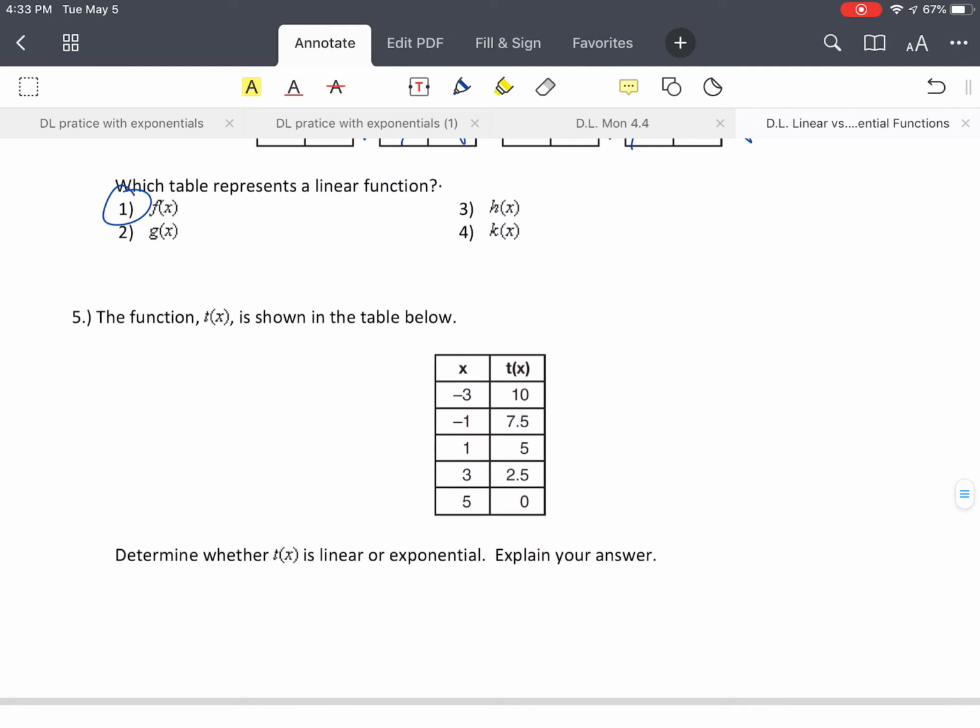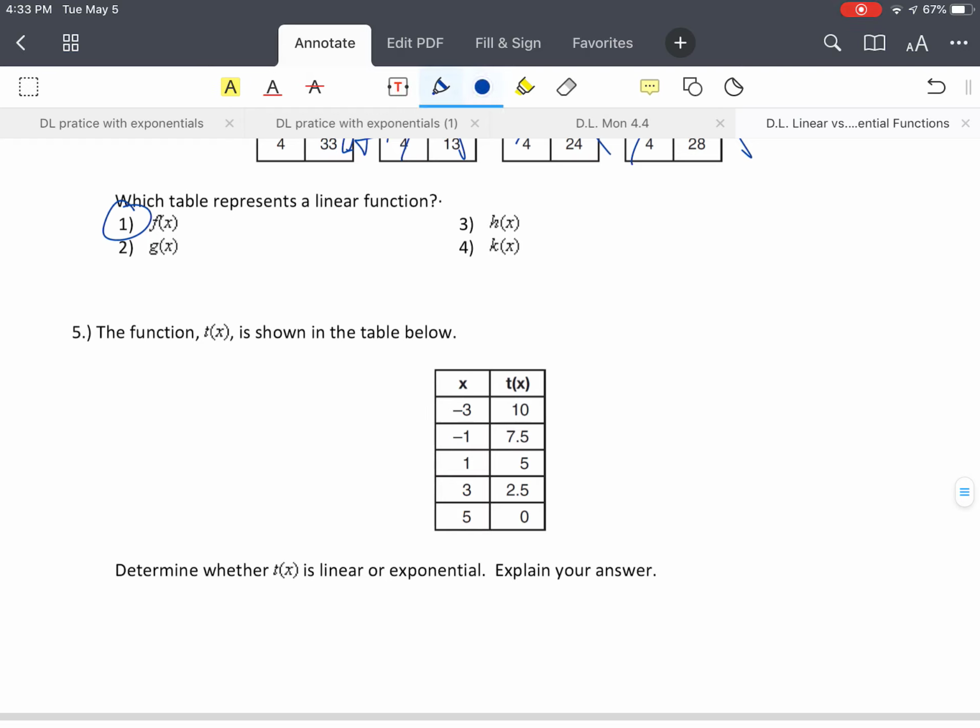Okay. Function t of x is shown in the table below. Determine whether it is linear or exponential. So like I said, I always like to start just to see if it's linear. So to check if it's linear, 10 plus something gives me 7.5. If you're not sure 10 plus what is 7.5, work backwards. 7.5 minus 10, use your calculator, and it's -2.5. So 10 minus 2.5 is 7.5.